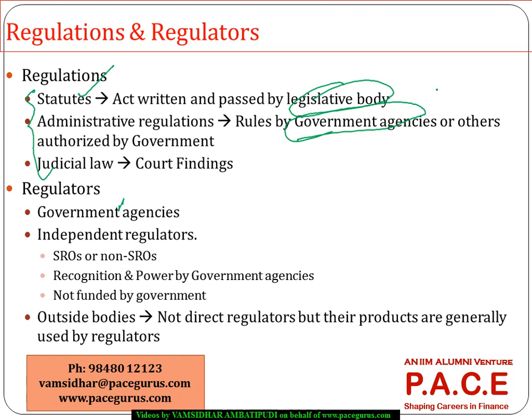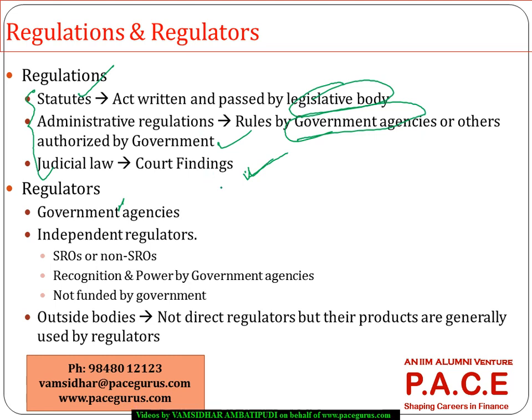Then we have administrative kind of regulations, which are rules set by either government agencies or some independent bodies which are authorized by the government. These are administrative regulations. And finally, we have a judicial law kind of regulation where we see the court findings coming up. So, regulations could be in either of these three forms.